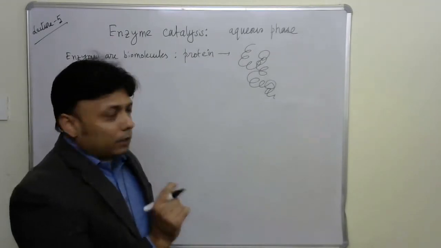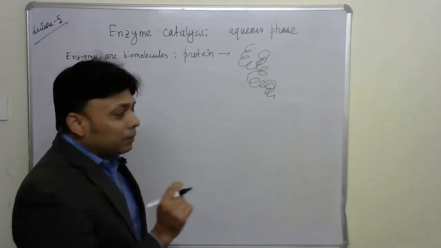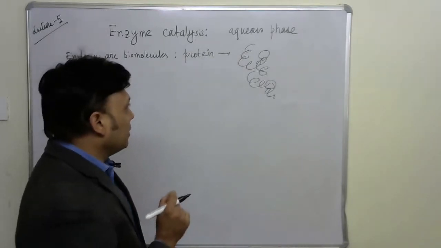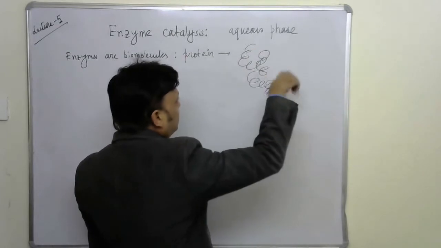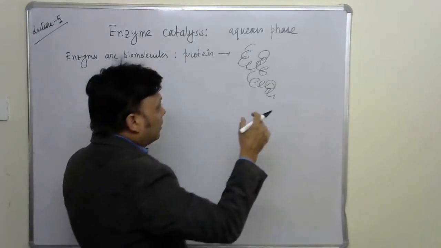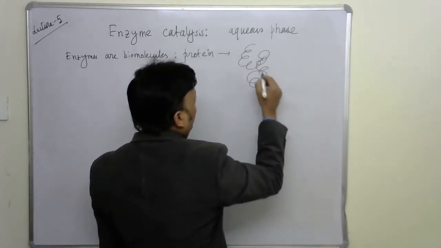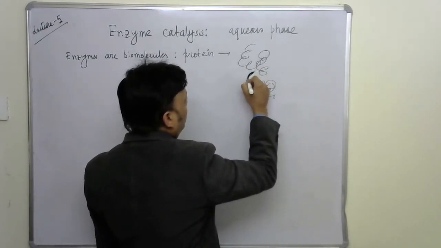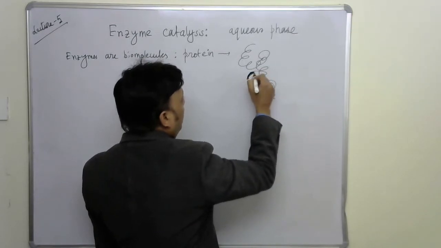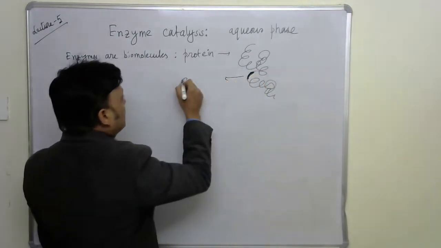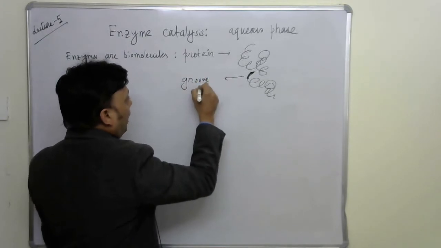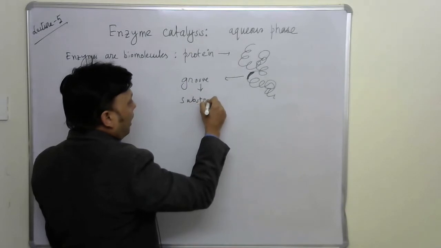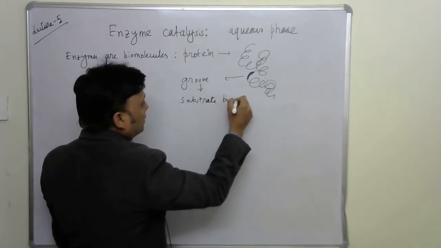But the most important thing is, although enzymes are proteins, there exists some particular site. Site means in these twists and turns there exists a certain area, for example an area like here where I am marking. So this particular area acts as a groove, and this is also known as the substrate binding site.